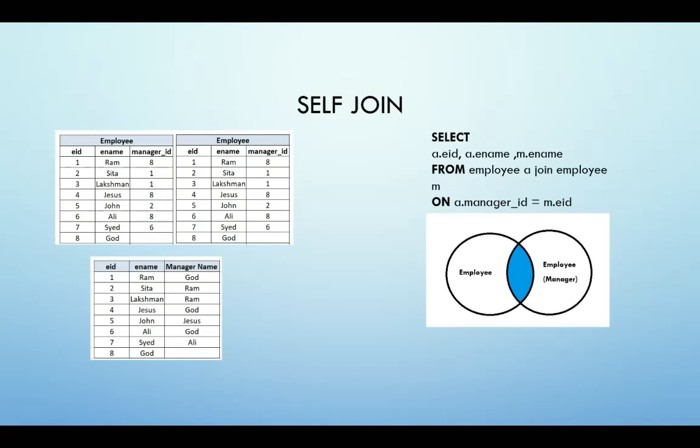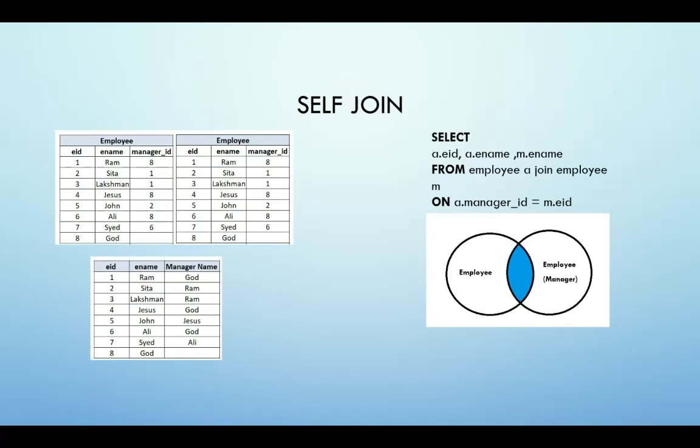Under Ram we have 2 employees reporting, Sita and Lakshman. Under Jesus we have 1 employee reporting, John. Under Ali we have 1 employee reporting, Syed. That is the reason we have got all the information in the output as shown in the slide.